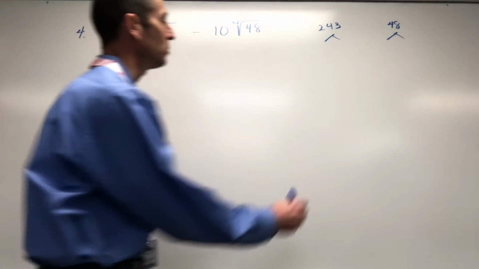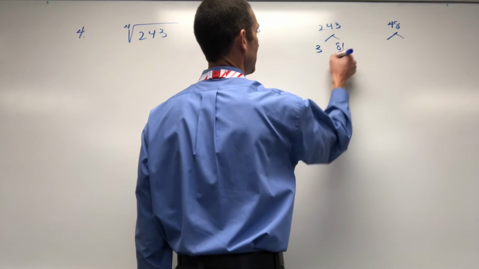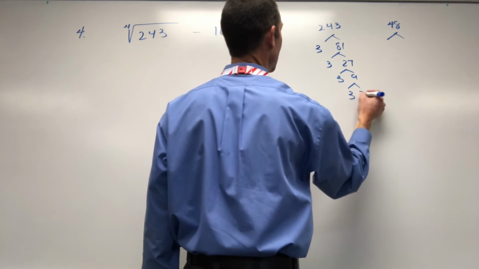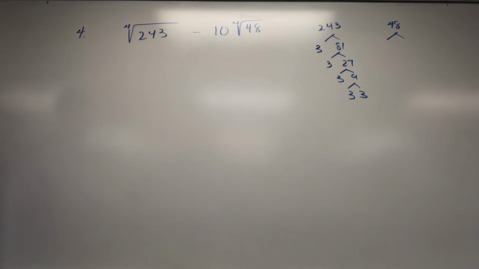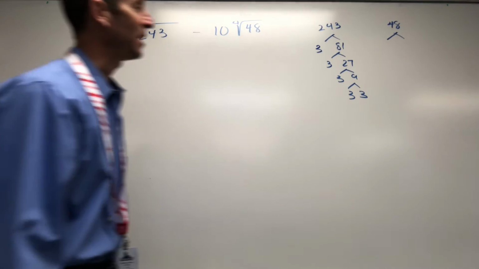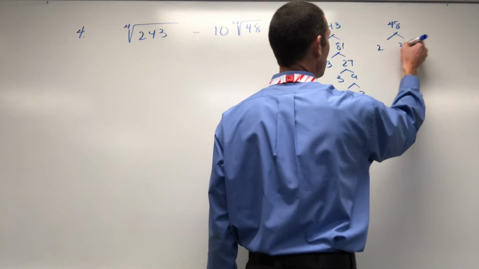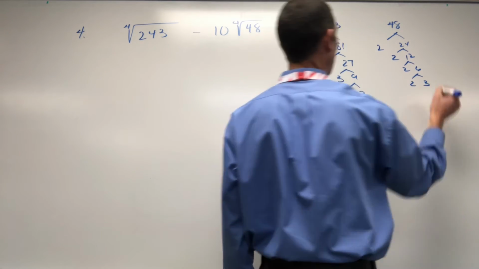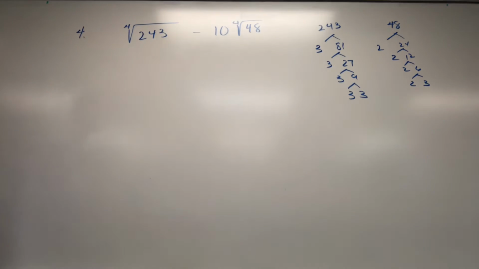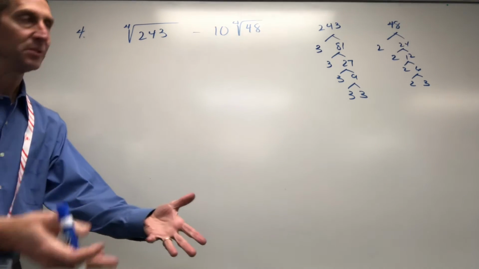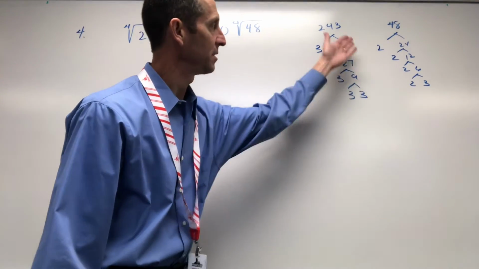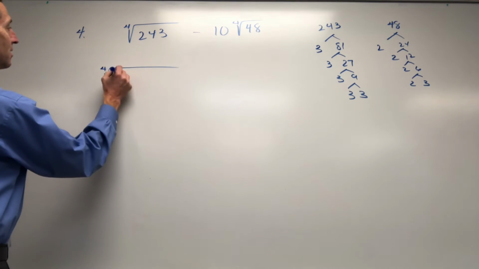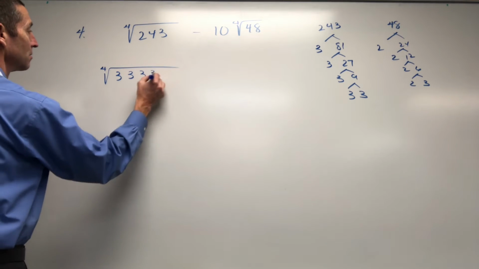243, that is a whole lot of 3s. 3 and 81, 3 and 27. Yeah, that's 5 3s. 3, 3, 3, 3, 3. 48 is 2 and 24, 2 and 12, 2 and 6, 2 and 3. That's mostly 2s. So factor tree those down. Got a whole bunch of 3s, got a whole bunch of 2s. Let's spell it all out. 3, 3, 3, 3, 3.